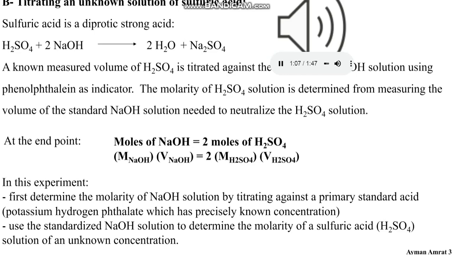Now, the molarity of NaOH from part A is known, and the volume needed to reach the end point for NaOH is known also, so we can calculate moles of NaOH, and from moles of NaOH we can calculate moles of H2SO4. In this experiment, first determine the molarity of the NaOH solution by titrating against a primary standard acid, KHP. Then use the standardized NaOH solution to determine the molarity of an unknown sulfuric acid.